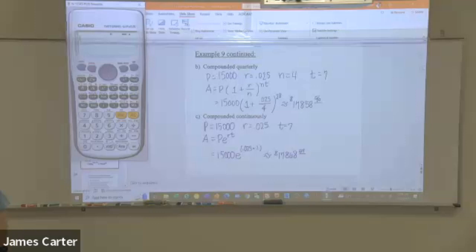Okay, let's put this last one in here. 15000 parentheses times E, so alpha E to the power of, and I'm going to put in my parentheses, 0.025, the interest rate, times 7 years, close up the parentheses, and I can hit the equal sign.